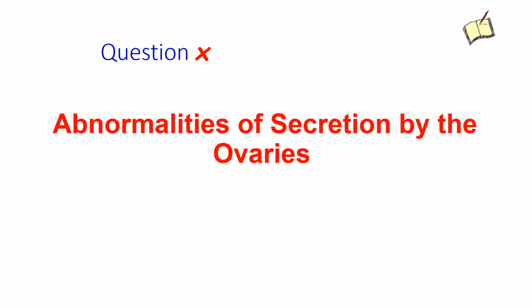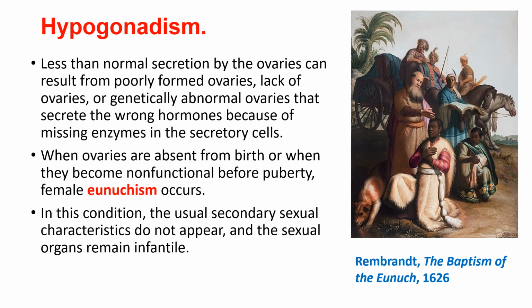Abnormalities of secretion by the ovaries. Hypogonadism. Less than normal secretion by the ovaries can result from poorly formed ovaries, lack of ovaries, or genetically abnormal ovaries that secrete the wrong hormones because of missing enzymes in the secretory cells. When ovaries are absent from birth or when they become nonfunctional before puberty, female eunuchism occurs. In this condition, the usual secondary sexual characteristics do not appear, and the sexual organs remain infantile.